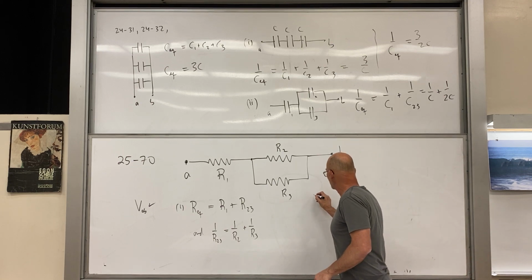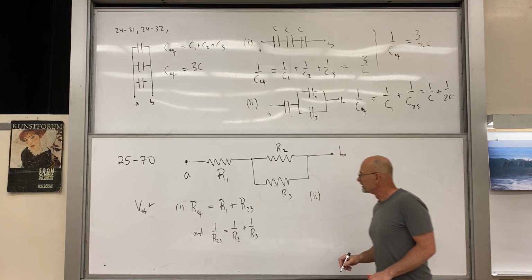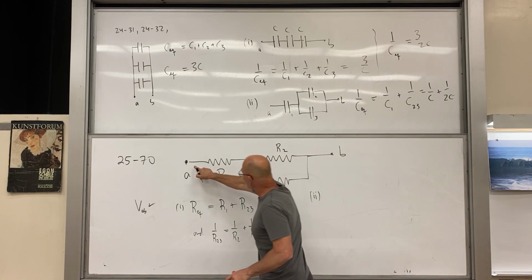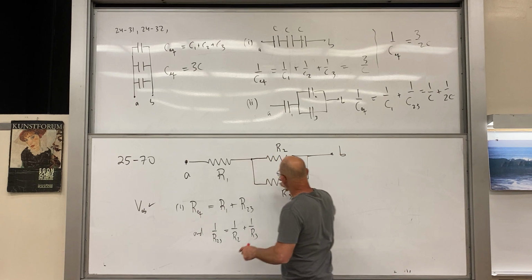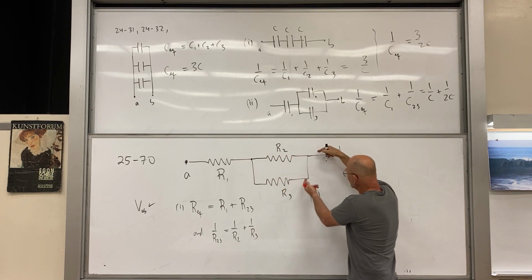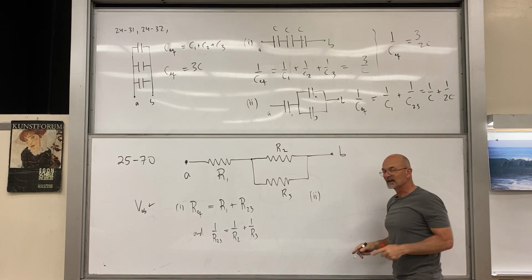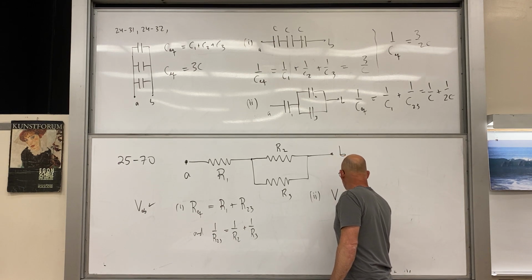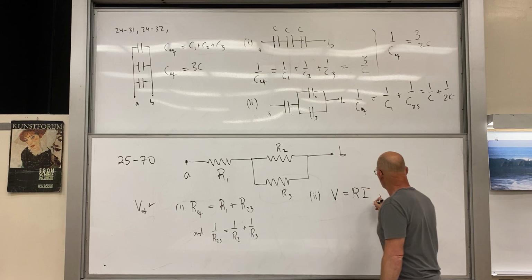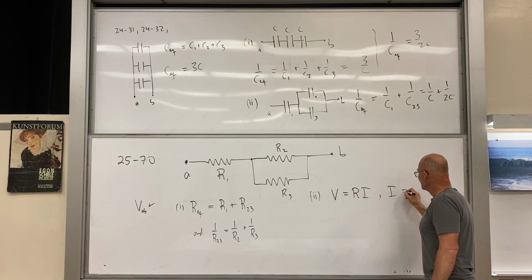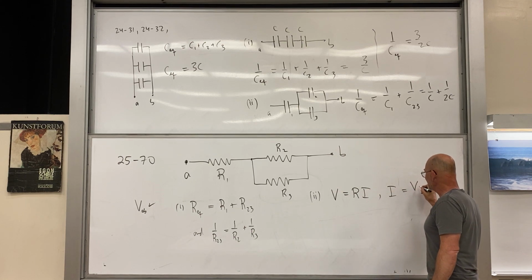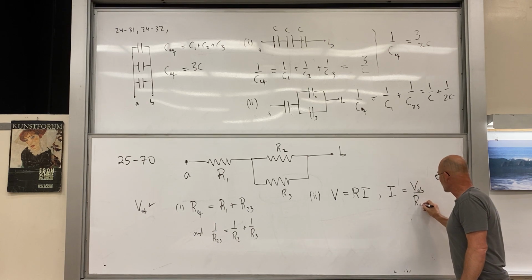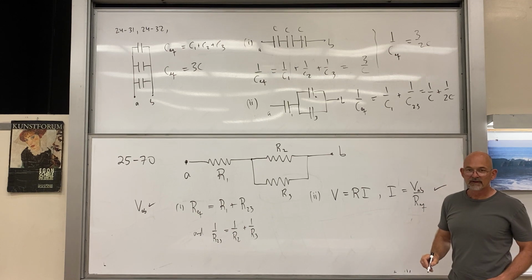What's next? So we want to have the current through the entire circuit. So that would be this current here, and then it splits into two currents, but then it joins up into the same current there. So that's the current through the entire system, and we use Ohm's law, so I is equal to VAB over R equivalent. So that's the current, okay?